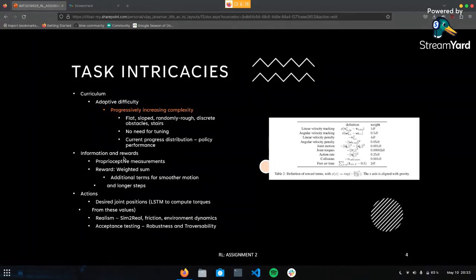Next, you have the information and reward. What the authors have said is that the robot will sense proprioceptive measurements, the definition of which is basically measurements about self movement and self locomotion. And what this entails is things like angular velocity, measurement of the gravity vector, joint positions, and so on. Next, you have the reward, which is a weighted sum of these terms. As you can see here, linear velocity tracking, angular velocity tracking, joint motion, action rate, and so on. So it's a weighted sum of these.